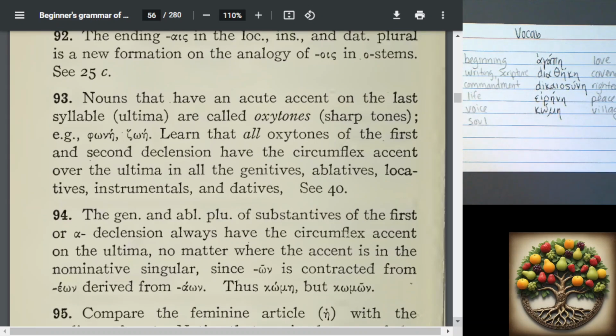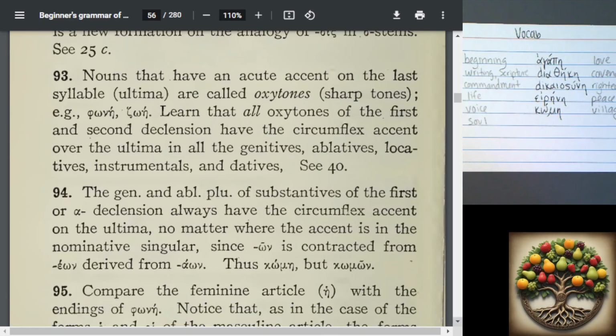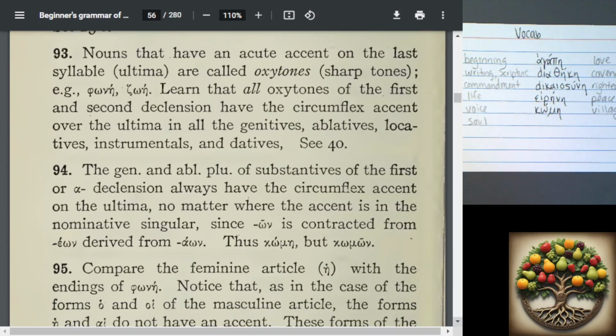In the plural, in the genitive and ablative, they're always going to have an own ending with that circumflex, omega nu. And it doesn't matter where the accent is in the nominative singular when it's concerning the genitive and ablative plural. So when you see that own ending, you can pretty much pin it on the genitive and the ablative case in the plural. And that's probably one of the first things you're going to be recognizing, in all honesty.